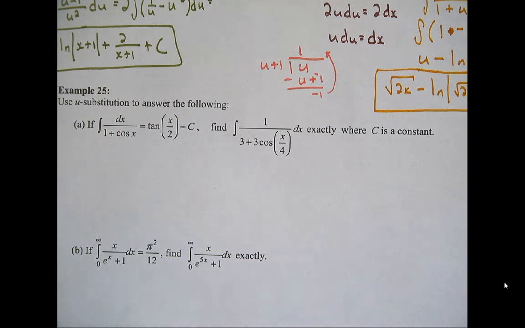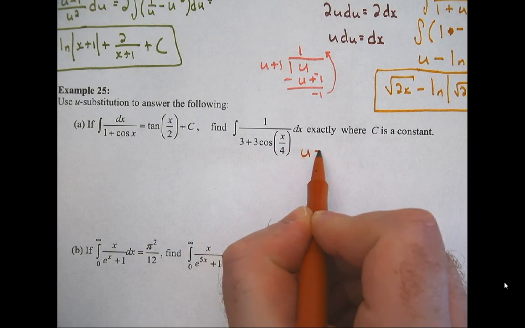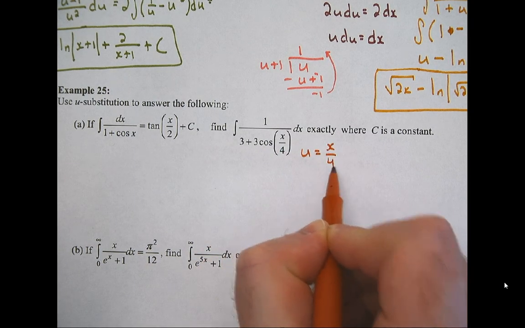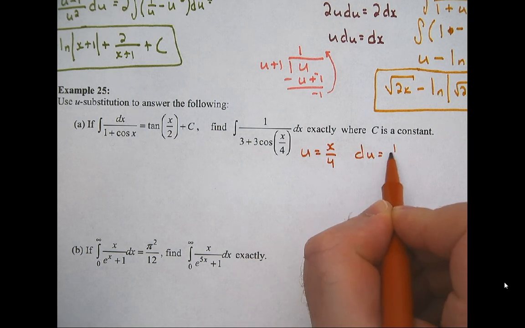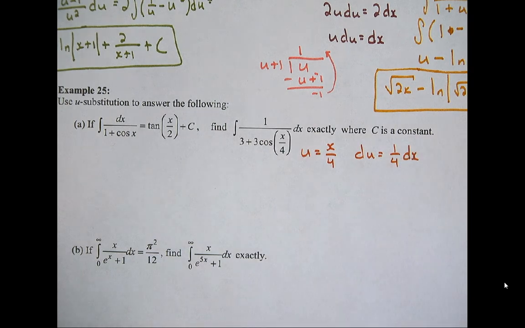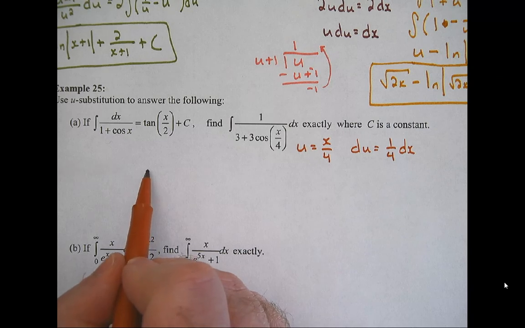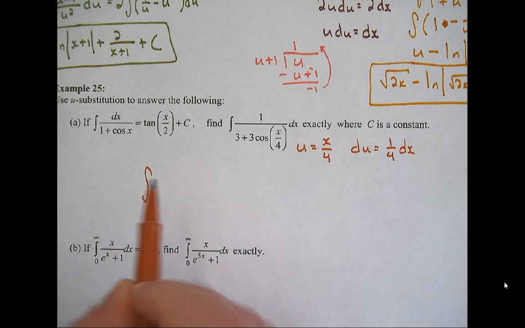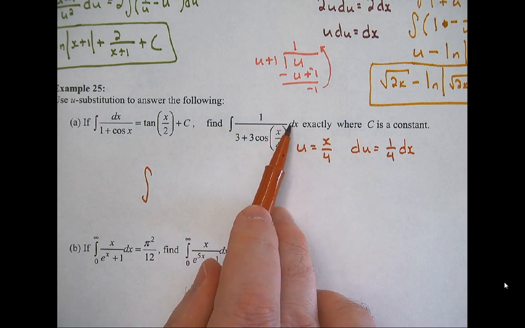So let's point out two things. The first thing I want to point out is this, what style would you use? Hopefully you said u du, because this is a u du problem. My u would be x over 4. So then my du would be 1/4 dx. So if I look at what I've got here, I'm going to write my integral symbol. I want to have 1/4 dx. I just have the dx, so I want to have 1/4.